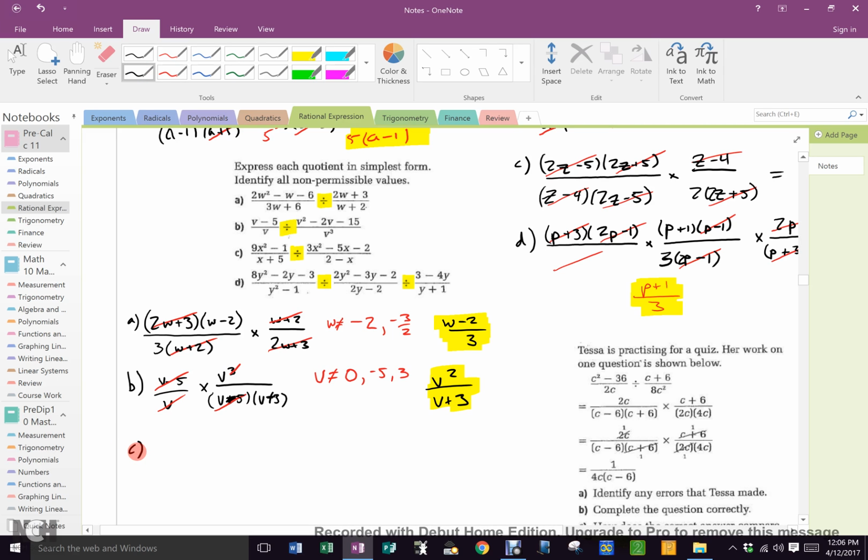Come down to C. 9x squared minus 1 is 3x plus 1, 3x minus 1, over x plus 5, times 2 minus x over... Now that is 3x plus... What are we here? 3x plus 2. Not 3. That's going to be 6, which has to be 2.